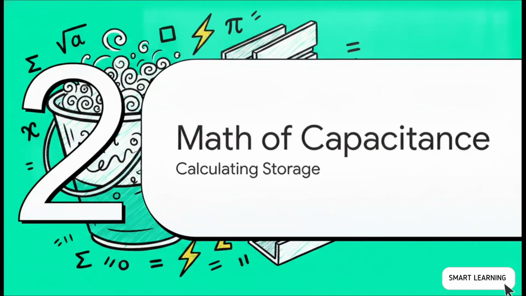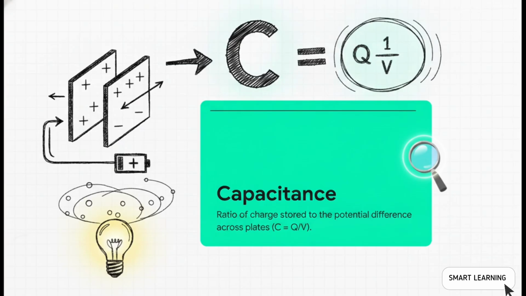All right, moving right along to Section 2, the math of capacitance. Let's figure out exactly how big our electrical energy bucket actually is. We measure this storage ability using a property appropriately named capacitance, represented by the letter C. It's basically a simple ratio. Capacitance is just the charge, Q, divided by the potential difference, or voltage, V. So, in plain terms, this formula is just telling us exactly how much charge can be crammed onto those plates for every single volt you push across them.